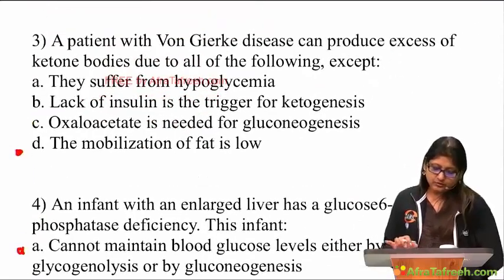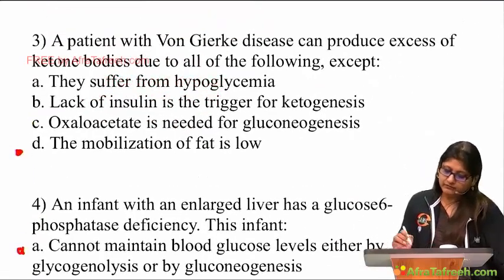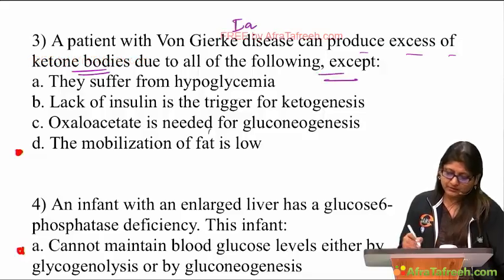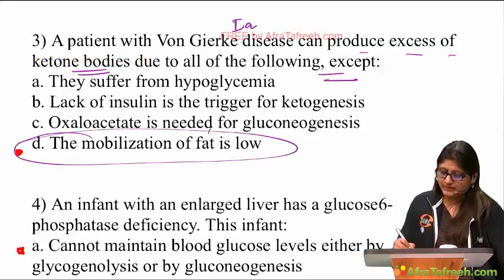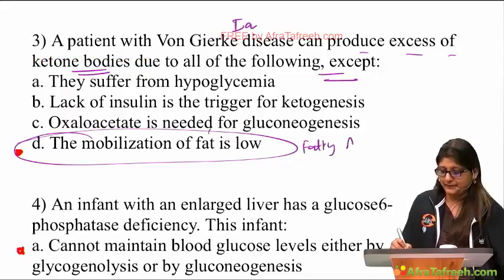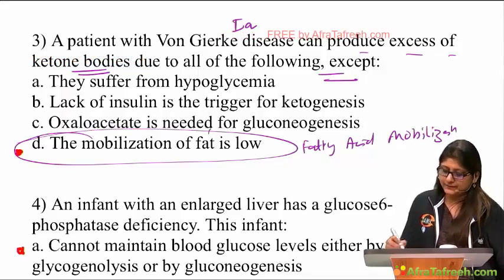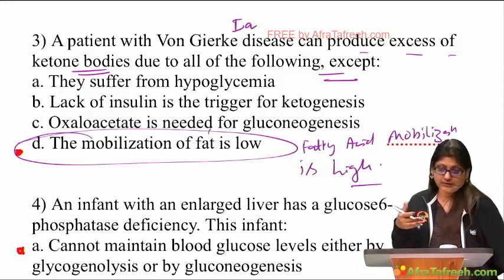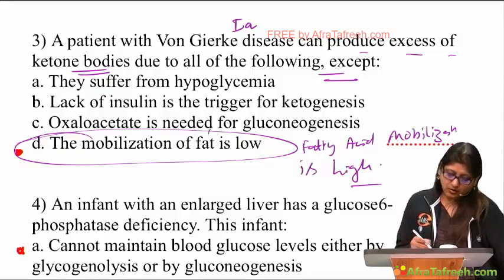Now coming to the third question. A patient with von Gierke disease, that is type 1A glycogen storage disorder, can produce excess ketone bodies due to all except. See, fatty acid mobilization from adipose cells is actually high, and that is only going for ketone body production. So what is wrong in this is option D.